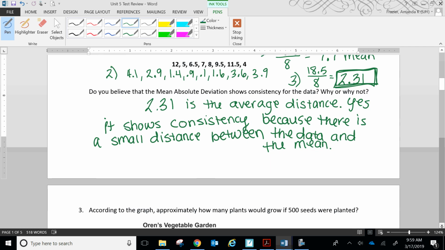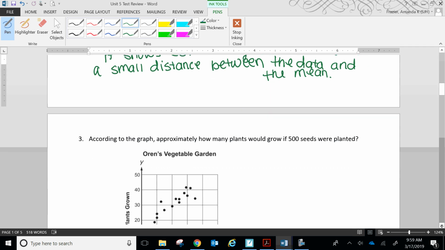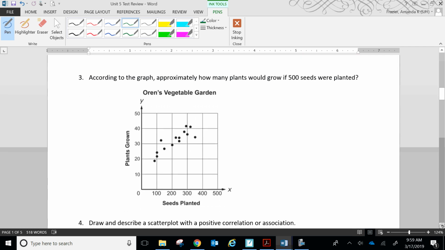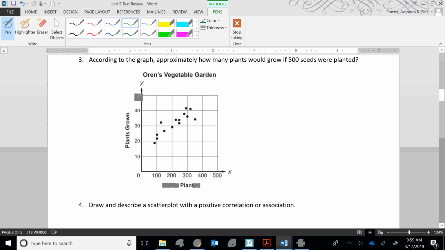Okay, moving on to number 3. According to the graph, approximately how many plants would grow if 500 seeds were planted? So looking at our scatter plot, what would help here is to create our trend line. First I'm going to create a window where I can create my trend line in. So I'm going to create my 2 lines here just to create my window.